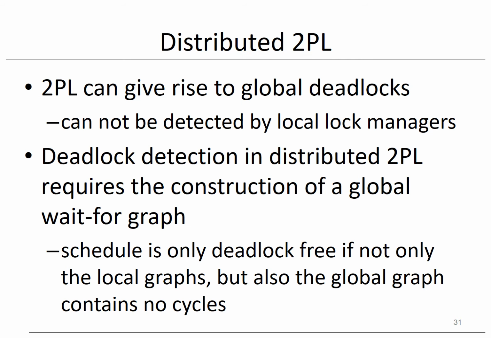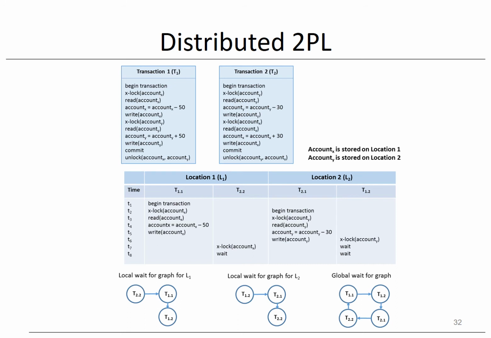A schedule is only deadlock free if not only the local graphs but also the global graph contains no cycles. This figure illustrates this.